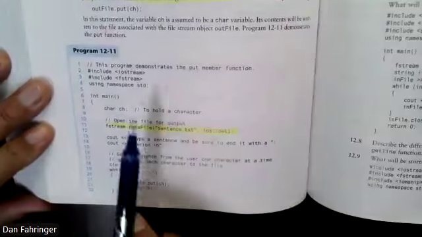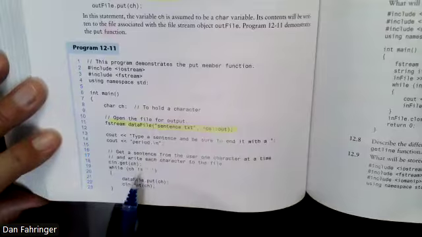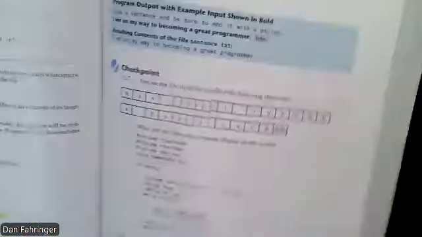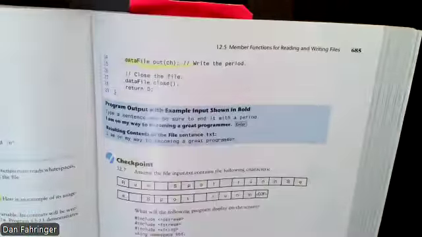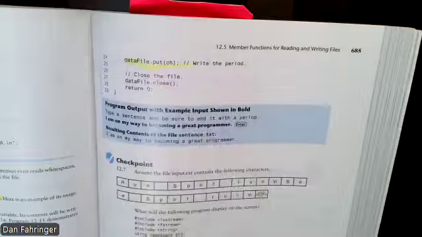Pretty easy stuff, right? If I want to fill a file a character at a time, I would use the put function. Get and put. Too bad it's not get and set. We've seen get and set already. Yeah.